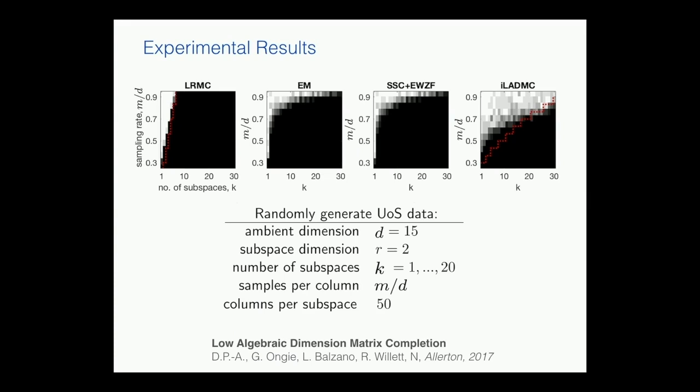So here are just some pictures of how this works. In this case, we're generating different random instances of unions of subspaces. The dimension of the ambient space is 15. Each subspace is two-dimensional. The number of subspaces ranges between 1 and 20. The number of samples per column, M over D, is what you're seeing on the vertical axis, and the number of subspaces is the horizontal axis, and the number of columns per subspace is 50.